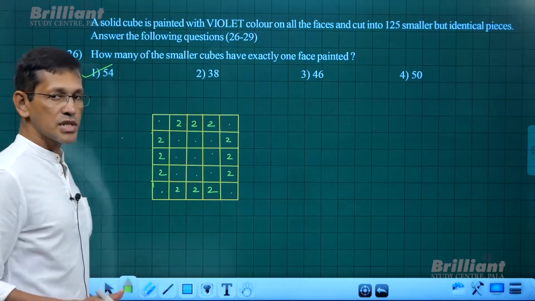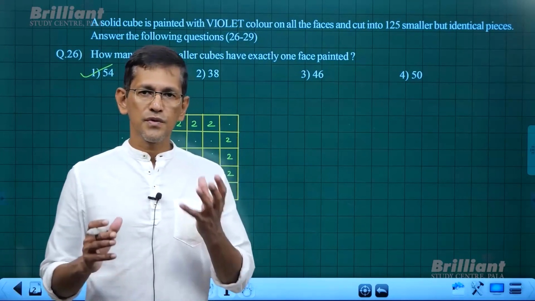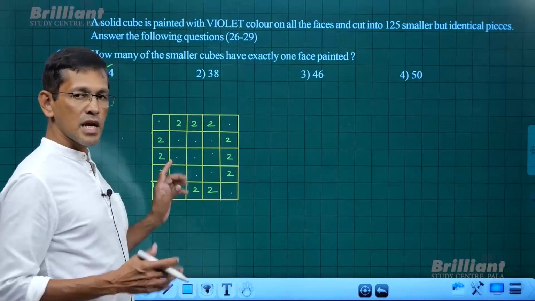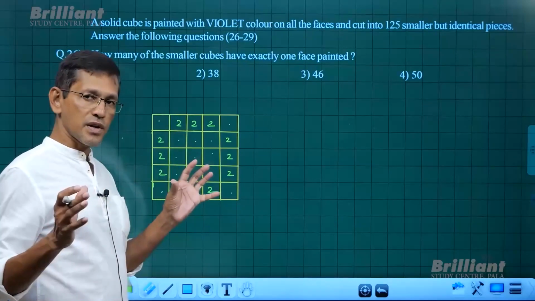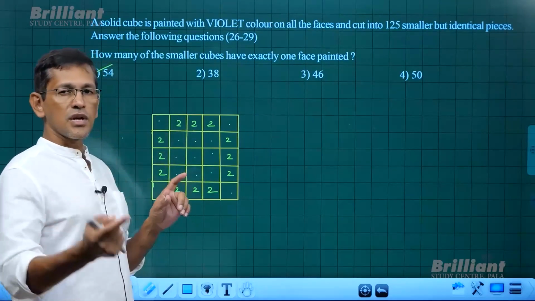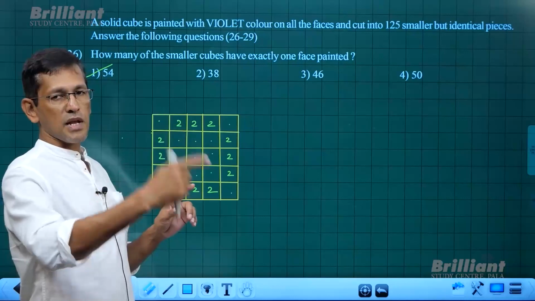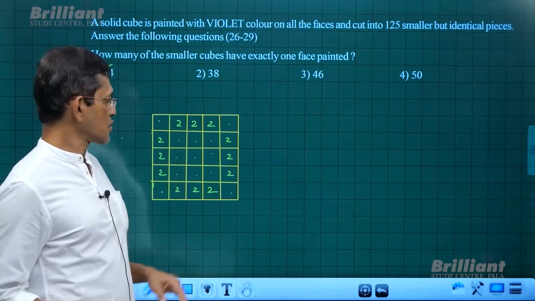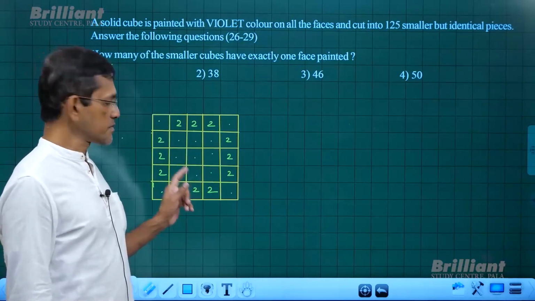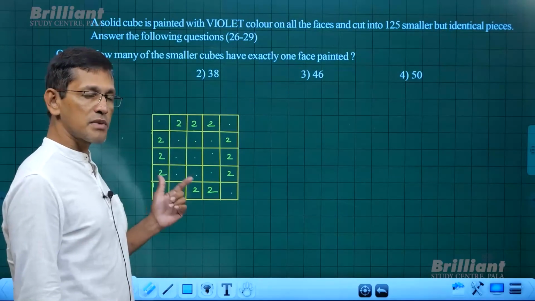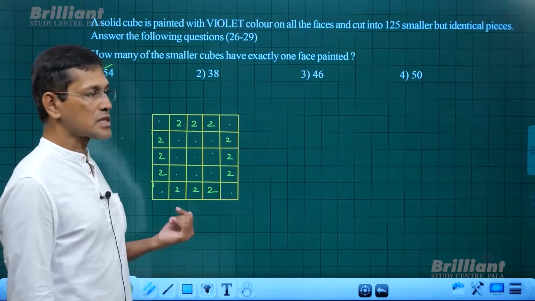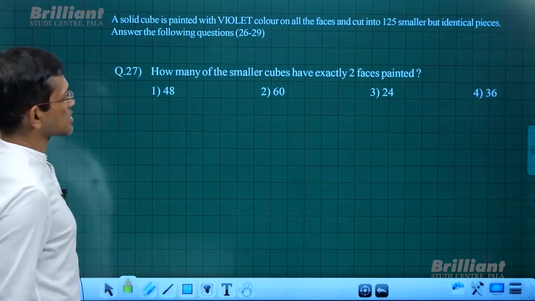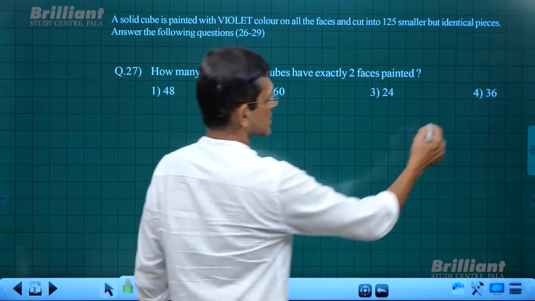And how many such edges for a cube? If it is a cube, we see 4 edges here, right? And similar face at the back, we have 4 edges, and we have edges through the middle portion as well, that's 4 edges. So ultimately it is 4 plus 4 plus 4, 12 edges. On one edge we have how many? 3 of them. So how many edges do you have? 12. 12 into 3, 36. So, 36 cubes is the answer to this question: how many of the smaller cubes have exactly 2 faces painted? 36 cubes.